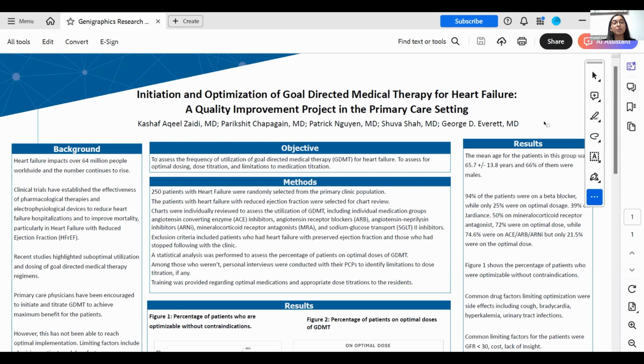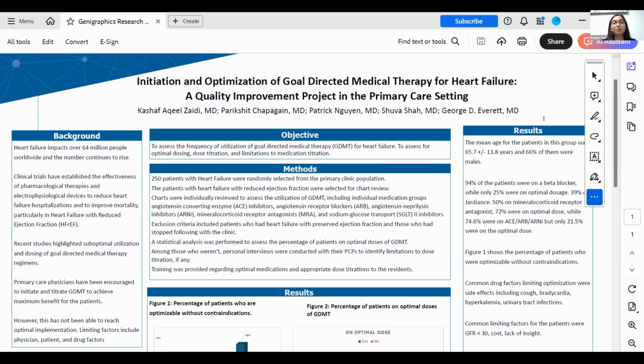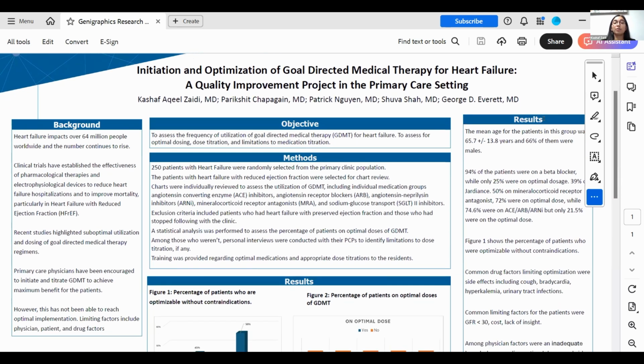So the idea behind this project was to decrease the pressure on the cardiology team alone to be titrating these medications. And, more and more primary care people have been encouraged to up titrate these medications. However, I saw that in our clinic, as well as other researchers that I read over, it's not being optimally practiced. Now, the idea behind this project was to understand what are the barriers to that not happening.